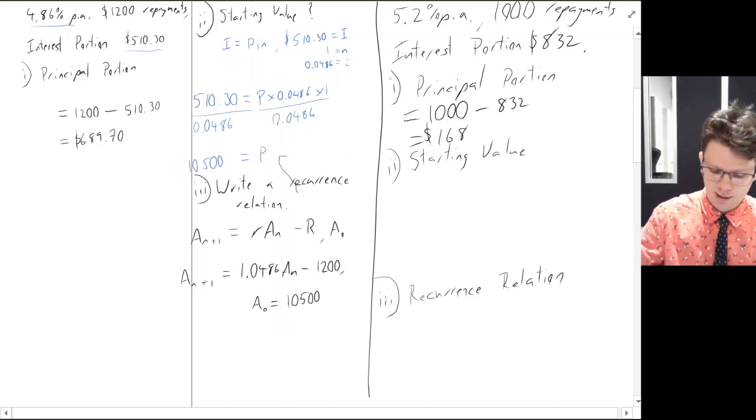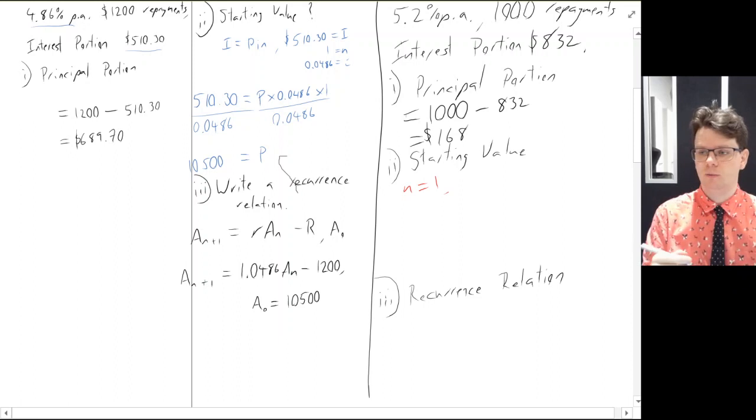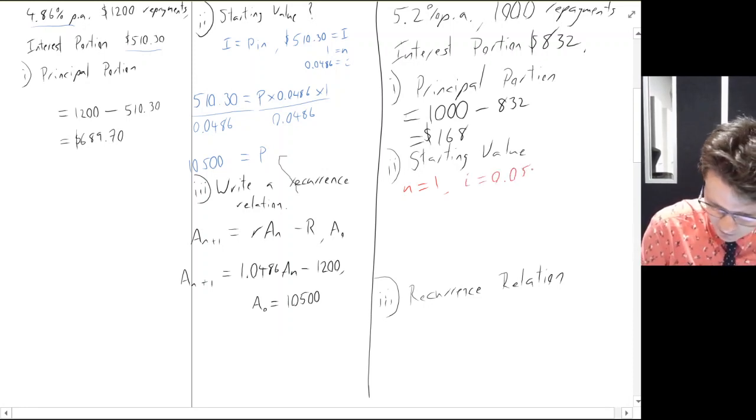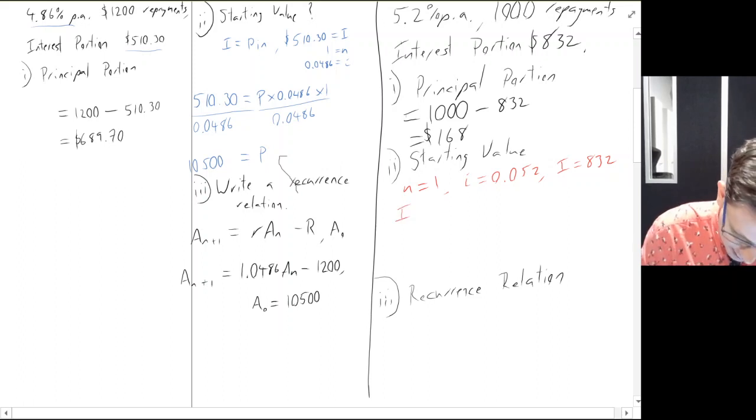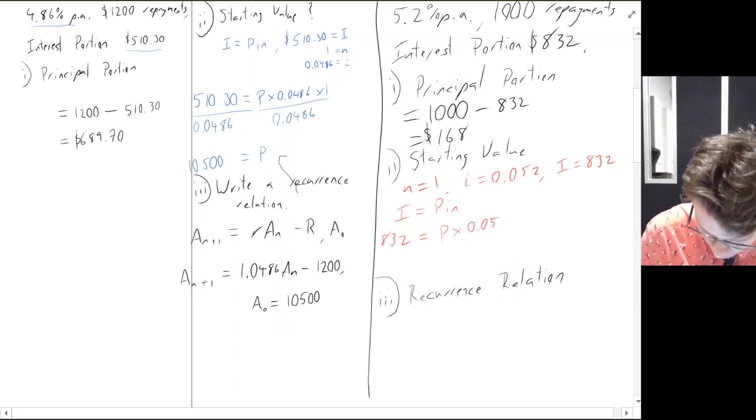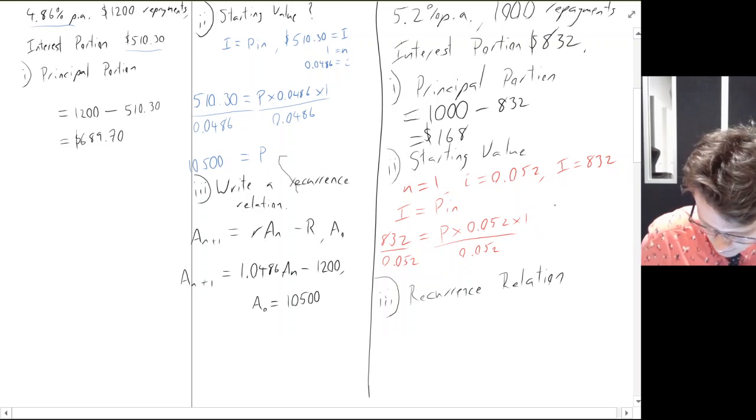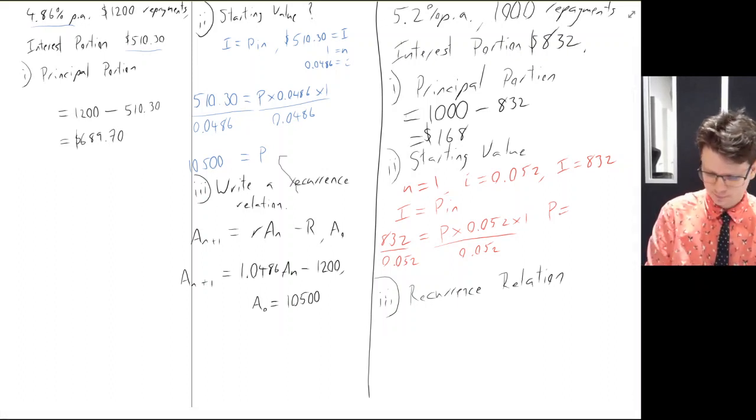Now, what was my starting value? Well, once again, I'm going to use simple interest. Why? Because I'm only doing it for 1 year. And for 1 year, compound and simple work the same way. For 1 period, compound and simple work the same way. My i is equal to 0.052, and my interest is just $832. So, substituting in, I equals PIn, 832 equals something, and that gives us that the principal would be equal to 832 divided by 0.052, or $16,000.